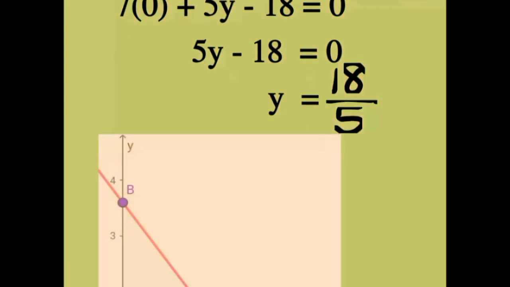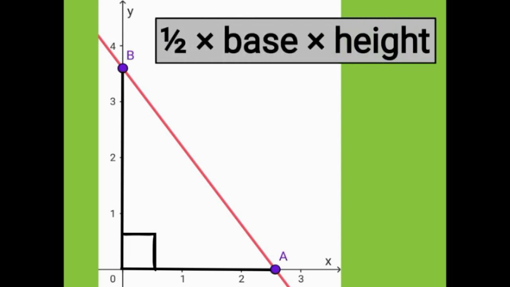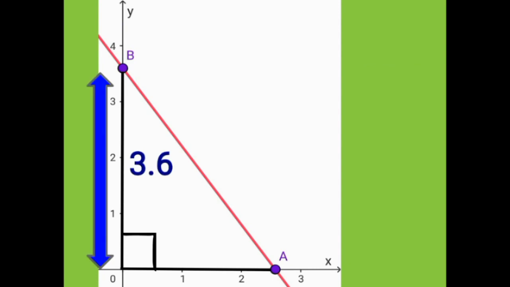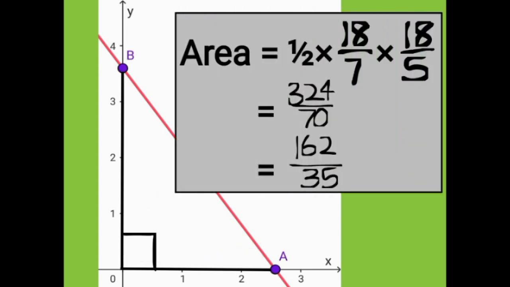Now, just for reference, let's draw a sketch. As you can see, the triangle made here is a right angle triangle. So, you can use the formula for finding the area of a right angle triangle here. The formula is half times base times height. The triangle has a height of 18 over 5 or 3.6 units and a base of 18 over 7 units. So, the area of the triangle AOB is half times 18 over 7 times 18 over 5 equals 324 over 70 equals 162 over 35.